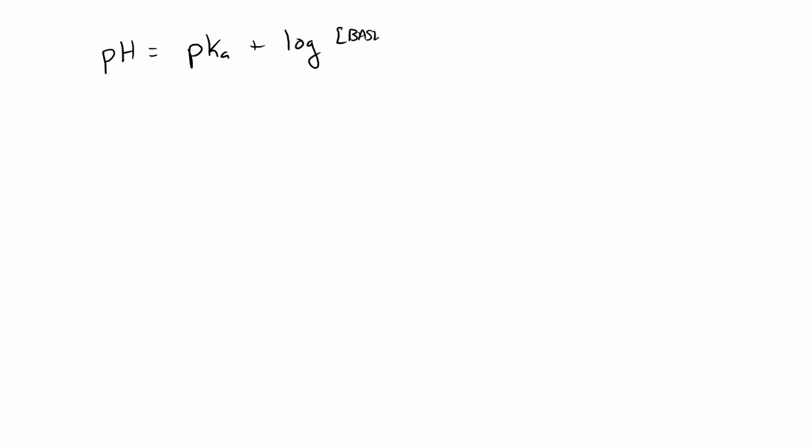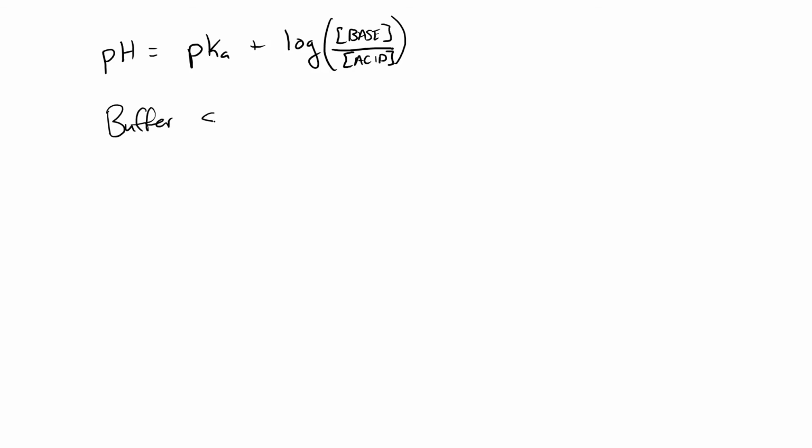Concentration of base over concentration of acid. Right, so this equation actually tells us something about how buffers behave, right? Because if we have near equal concentrations of acid and base, let's say that the base and the acid are equal to each other, this term becomes 1, the log of 1 is 0, and the pH just equals the pKa.